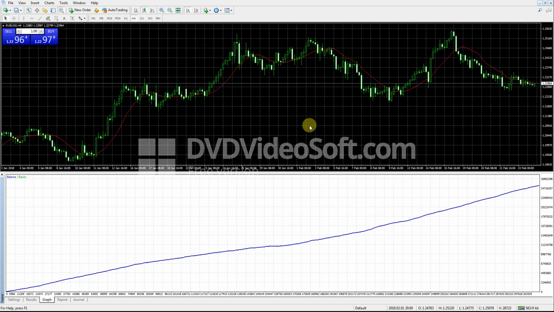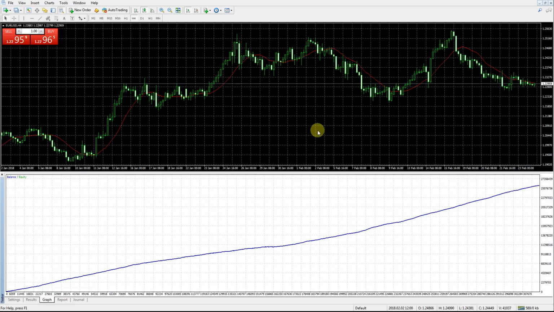I'm talking about a lot of millions, because one lot is actually 100,000. So if you want to trade 25 lots, that's 2.5 million just for the position that I'm showing you right now. But apart from that, there are a lot of fees that you have to pay that are very expensive.